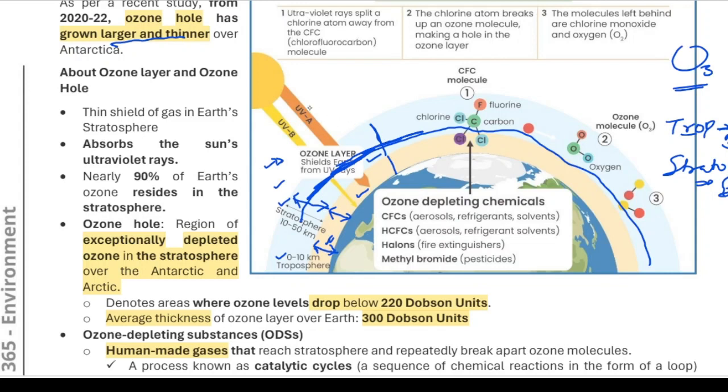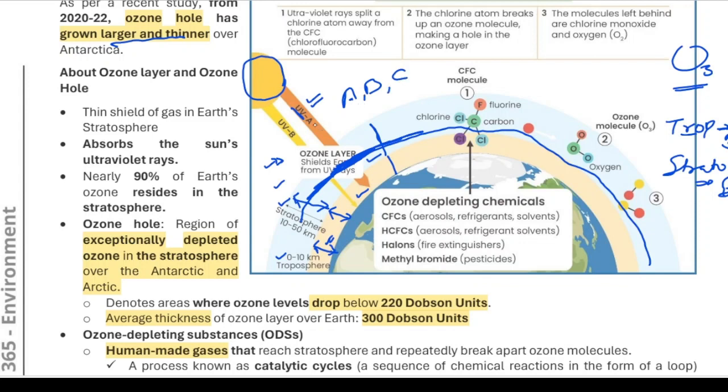First let me make some other concepts clear to you. What does this ozone layer actually do? As you all know, the sun is the primary source of energy for all life forms on the earth. The sun emits many types of radiations, and some of them are called ultraviolet radiations. These ultraviolet radiations, according to frequency, are divided into parts like A, B, C.